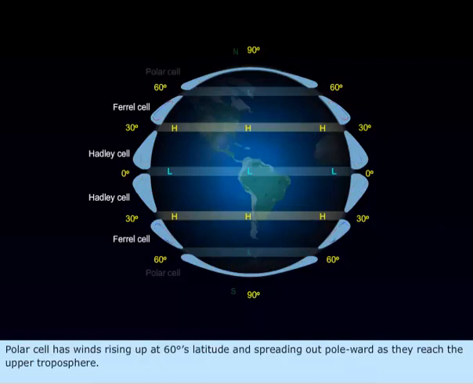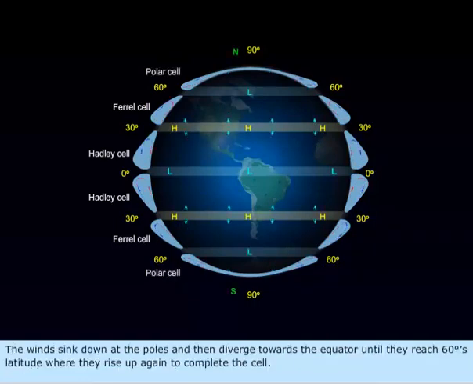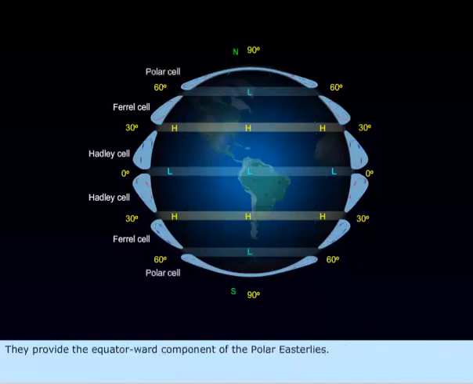The polar cell has winds rising up at 60 degrees latitude and spreading out poleward as they reach the upper troposphere. The winds sink down at the poles and then diverge towards the equator until they reach 60 degrees latitude, where they rise up again to complete the cell. They provide the equator-ward component of the polar easterlies.